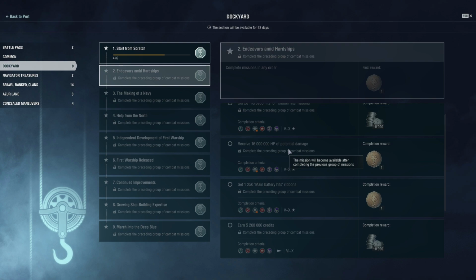Maybe you take, if you have a GK, or you take your Kremlin, something Russian, something tanky, that's going to take a lot of punishment. It could be Stalingrad, it could be Moskva. I mean, even with my Salem, I've broken 3 million potential damage with that ship. Conqueror would be another good ship. I've had over 3 million potential damage games in Conqueror before.